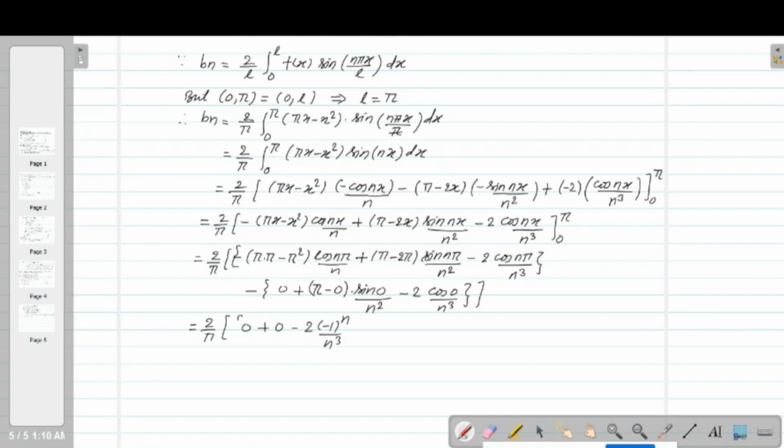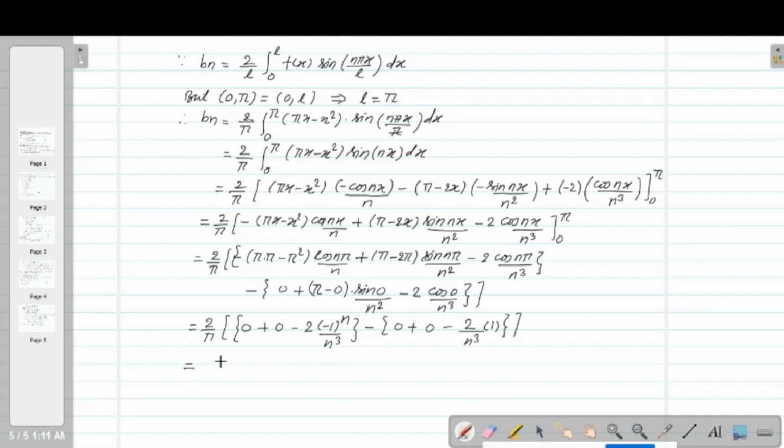Okay, this is for your first bracket, minus here sine 0 is 0. Okay, sine 0 is 0, this is 0, and plus sine 0 is 0. Okay, and minus 2 times n cubed. Sine 0 is what? 1. Okay, just close the bracket and simplify this.